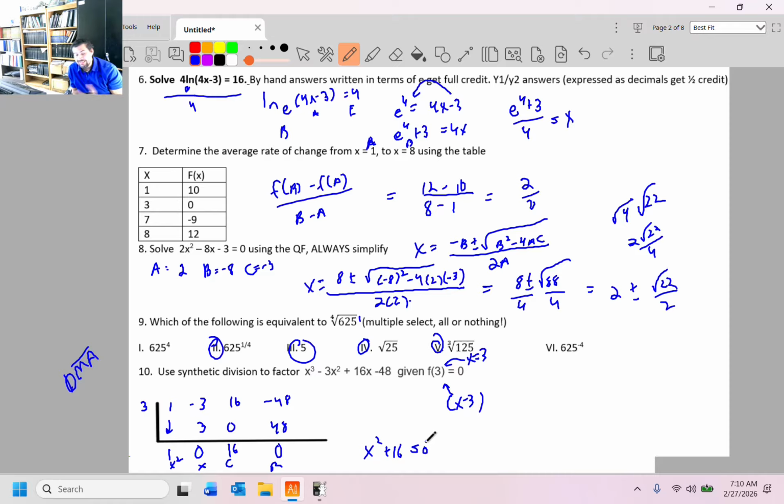Now, this thing doesn't factor nicely over the real number system. It has imaginary factors. x squared is negative 16. x is therefore plus or minus 4i. Now, if I'm a positive 4i, I'm a negative 4i in a factor. If I'm a negative 4i, I'm a positive 4i in a factor.